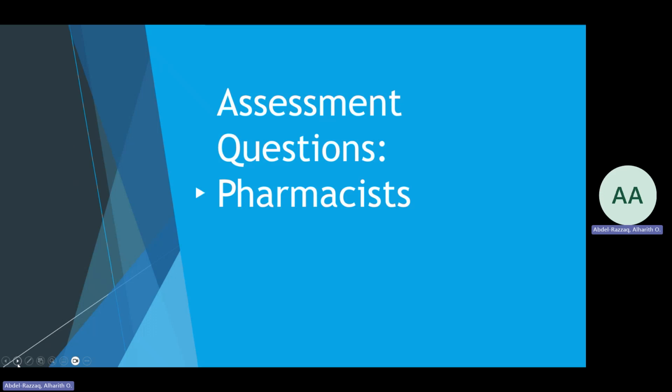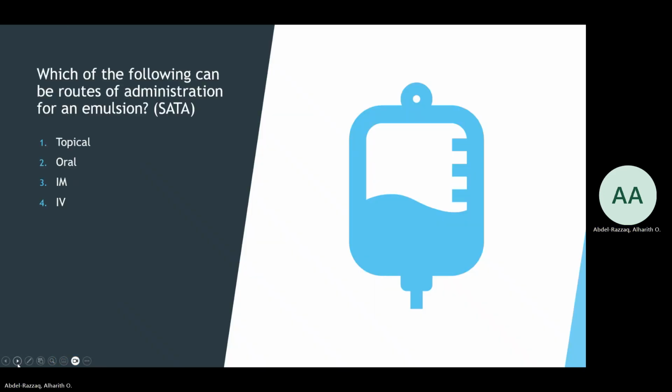So that's going to be it for the presentations. For the presentation itself, I do have some questions. We're going to start with our pharmacist questions. First question is going to be, which of the following can be routes of administration for an emulsion? This is a select all that apply. So I'll give you guys a few seconds.